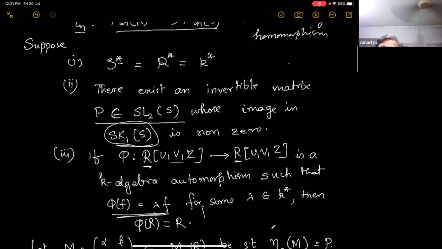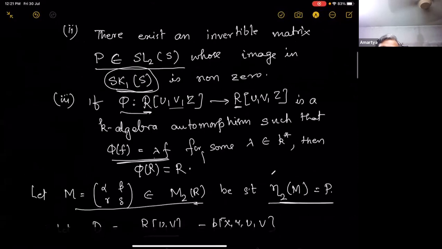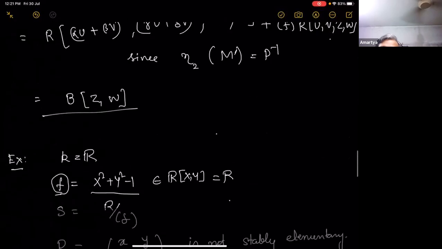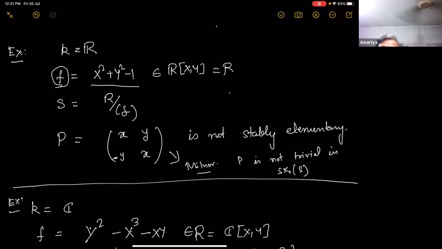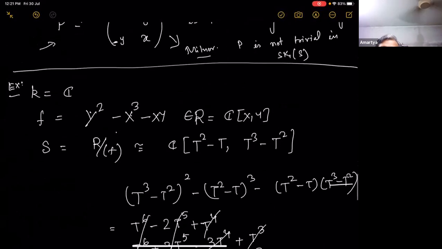These other two properties: the automorphisms fixing F will fix R, and this S star is K star. So we can check all these things for this small f, the circle, and then this is an example. So we can construct an example over the real numbers. We can also construct an example over the complex numbers using this F. So F is y square minus x2 minus xy.